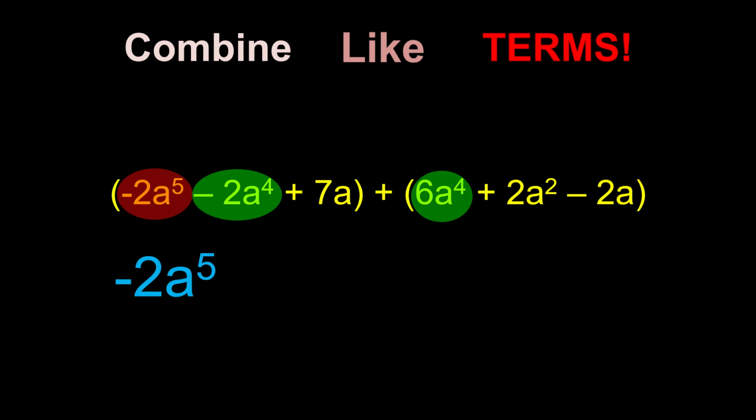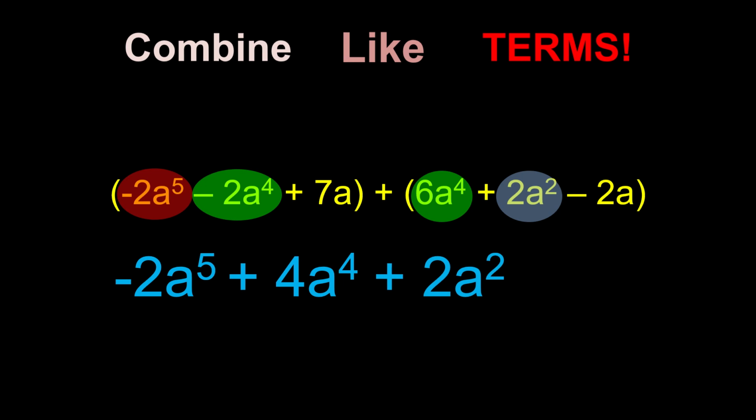Let's go ahead and look at negative 2a to the 4th plus a positive 6a to the 4th. So remember, that minus in front of that 2 makes it negative. So negative 2 plus 6 is going to give us positive 4a to the 4th. When I add a negative 2 and 6, I get positive 4. Next, we're going to look at that positive 2a squared, which also doesn't look like it has any buddies with it. There's nothing else that has like terms with this one. So we're just going to add this one as 2a to the second power, just how we did the negative 2a to the 5th power.